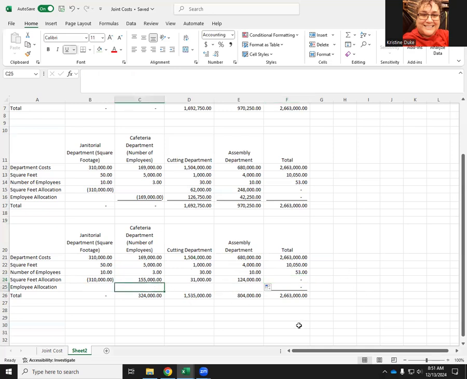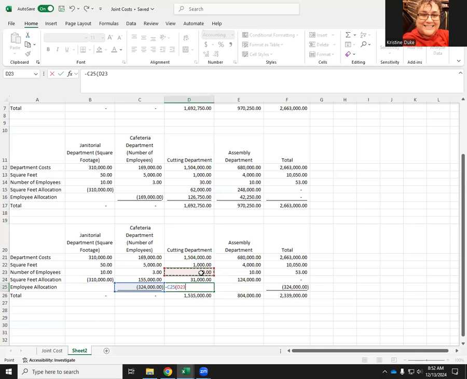Next thing I'm going to do is allocate out. The total cost now is $324. I'm going to allocate from the cafeteria to the cutting and the assembly department. Again, very similar. So that's going to be the number of employees divided by, remember that I put two of those in here, this plus this.